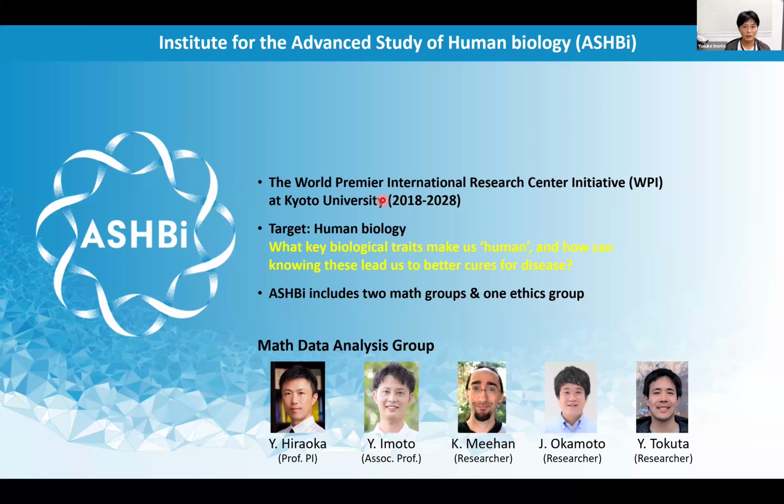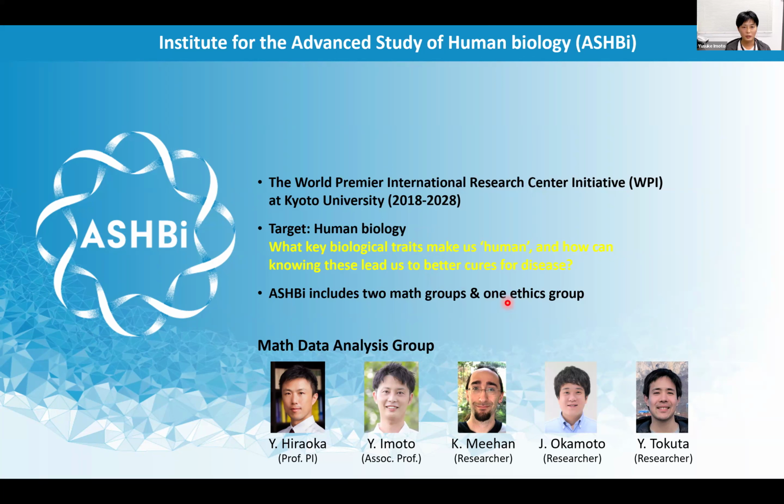At the beginning, I would like to introduce my institute, ASHB. ASHB is one of the World Premier International Research Center Initiative, called WPI, at Kyoto University, which was established in 2018. The target of ASHB is human biology, and the main question is what key biological traits make us human, and how can knowing these lead us to better cures for disease?